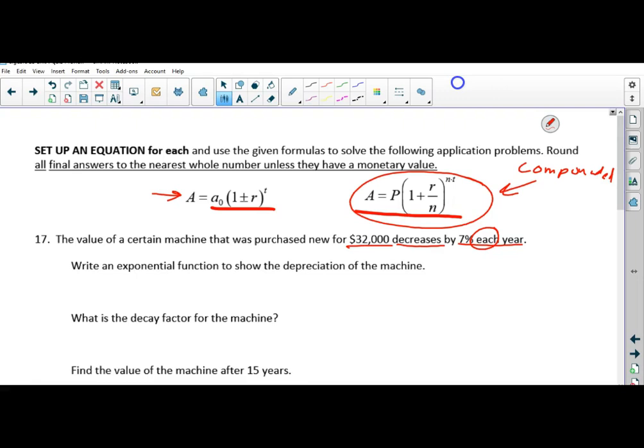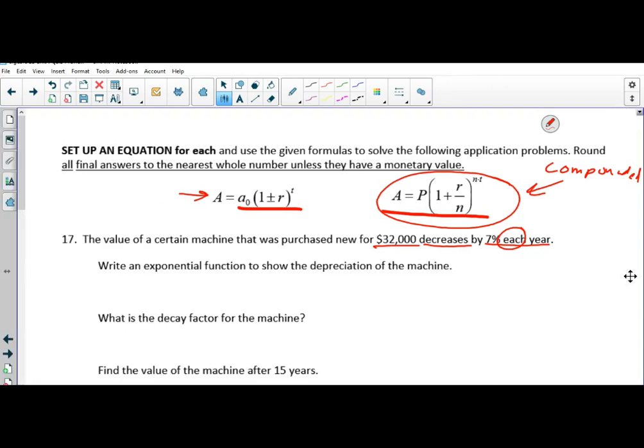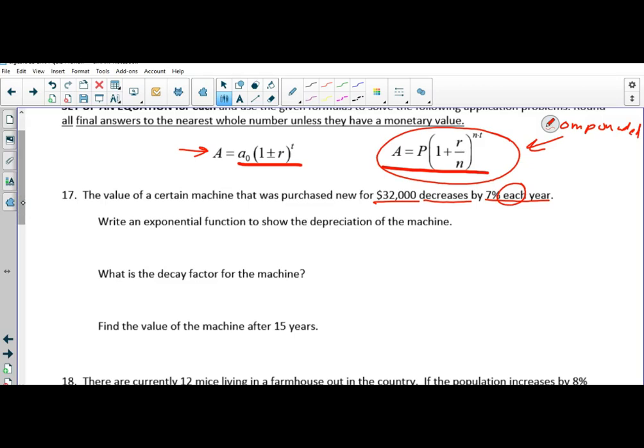Okay? So, number 17. It says a certain machine is valued at $32,000. That's our A sub 0. Decreases means it's going to be decay. 7% is 0.07. And it says write an exponential function to show the depreciation. So that would be 32,000 times (1 minus the depreciation, 0.07) raised to the power of t, which we don't know yet. What is the decay factor?